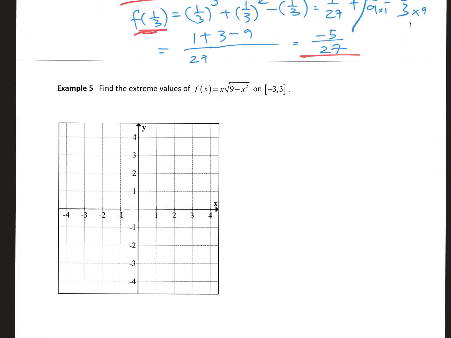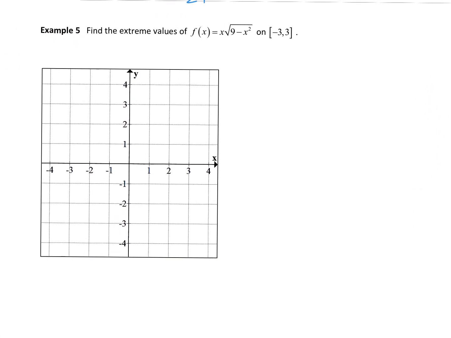Example 5. This one, the derivative is slightly different, but it's the same thing. Find the extreme values of this, right? So we'll do the same process. Let me do the setup and find the critical numbers. Find the critical numbers, and now compare the endpoints.